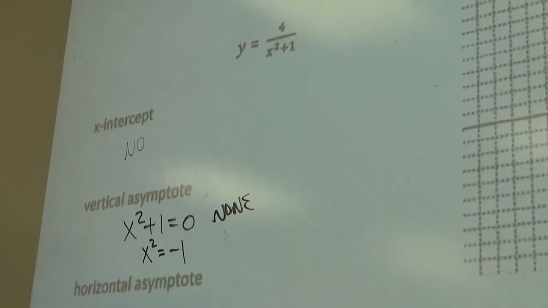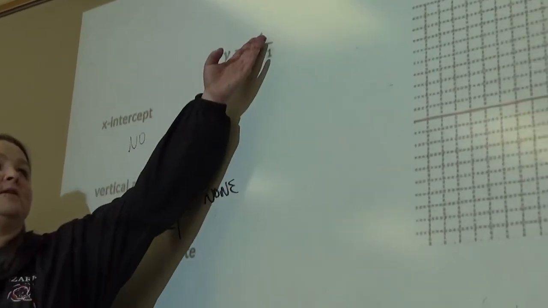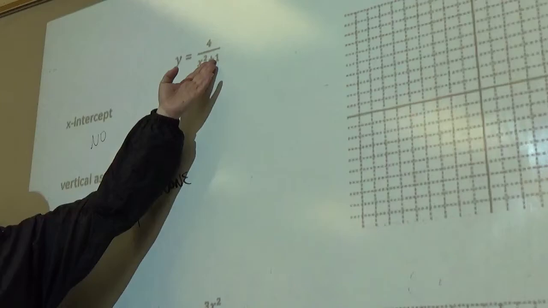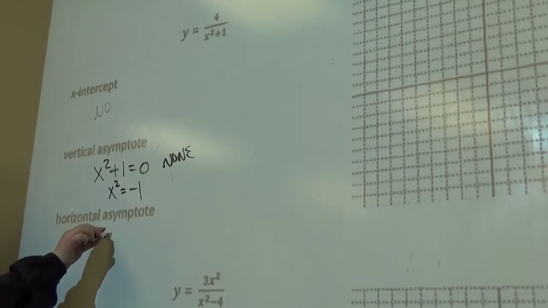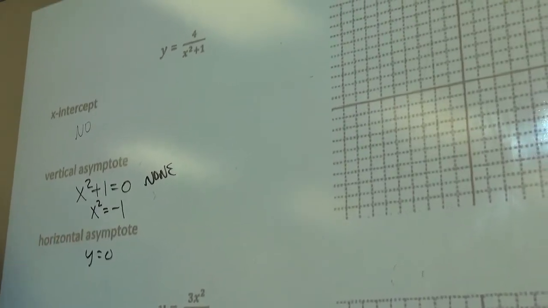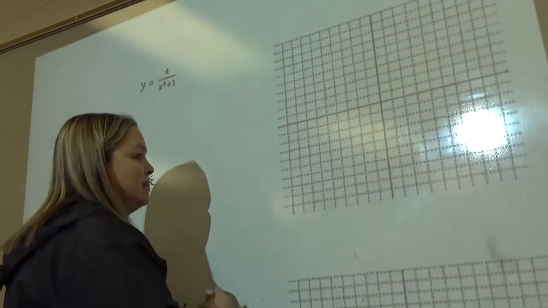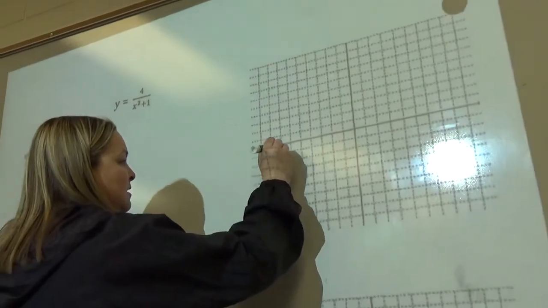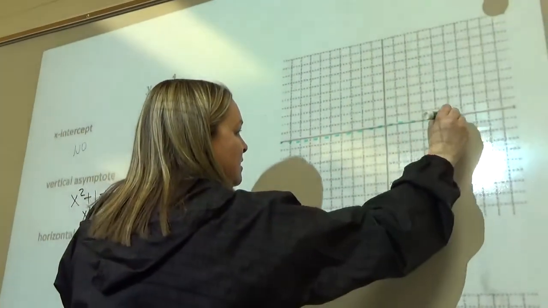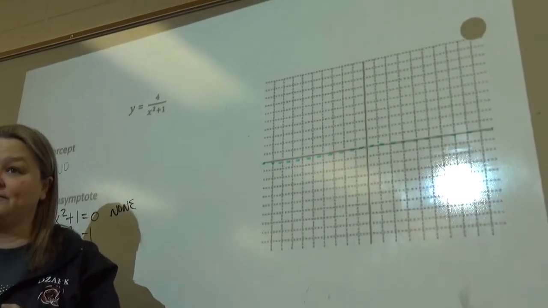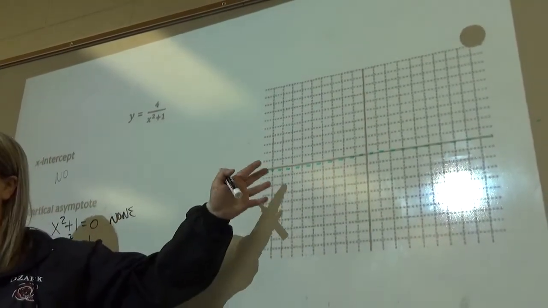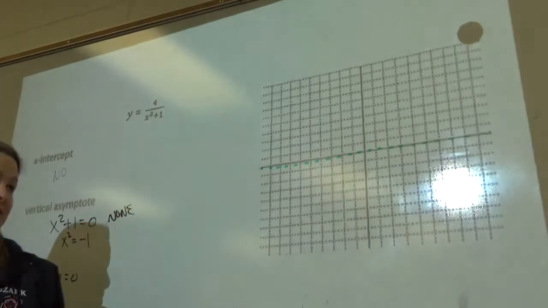Horizontal asymptote. Look at the degree of the polynomial and the degree of the polynomial. Smaller in the numerator. So our horizontal asymptote is y equals 0. So that makes sense because we said we weren't going to have an x-intercept, right? And we didn't have any vertical asymptote, so the graph's going to just kind of go along.